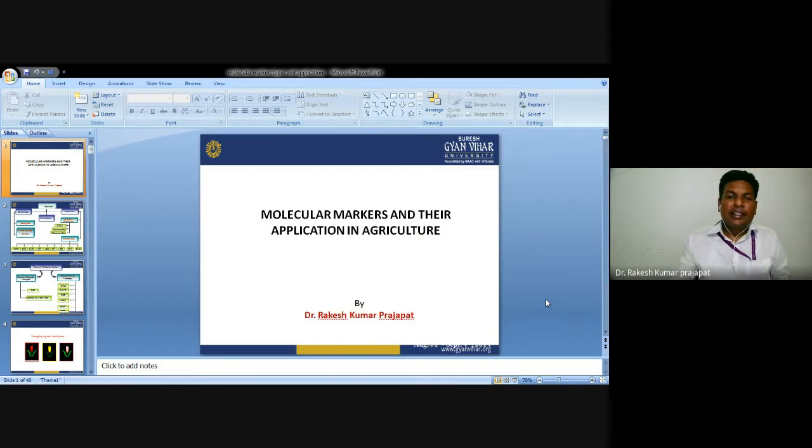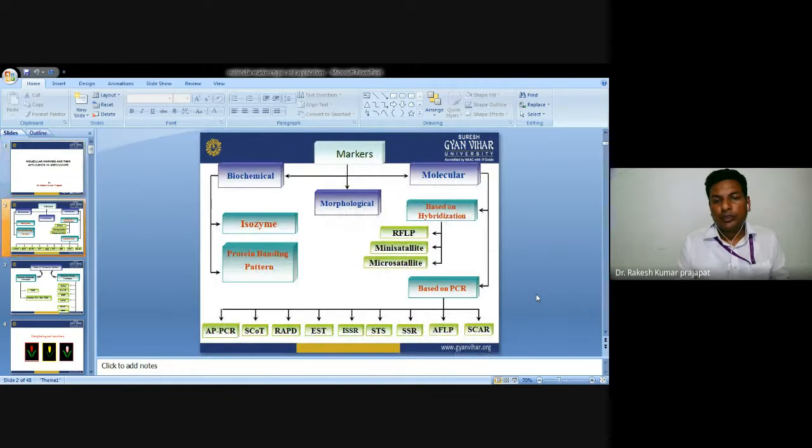Molecular markers are nothing but specific DNA sequences that are present within the gene or near the gene that act as a tag to that particular gene. And these molecular markers follow the Mendelian pattern of inheritance. So in this regard, we will discuss different classes of molecular markers. Molecular markers are defined as specific DNA sequences present within the gene or near the gene, and they follow the Mendelian pattern of inheritance.